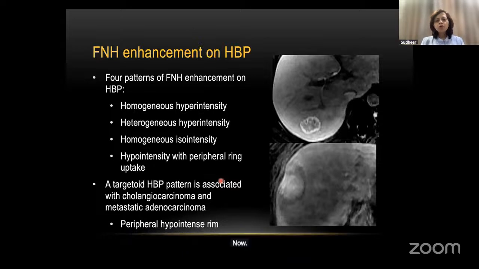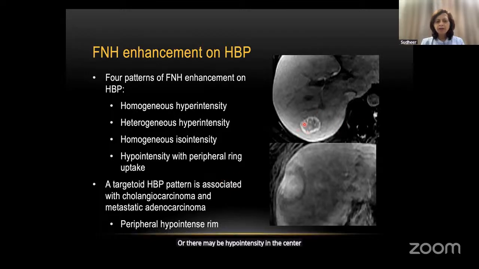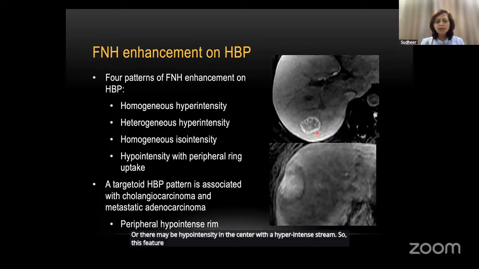Now, all the FNH do not show that classical homogeneous hyperintensity. Few may show heterogeneous hyperintensity. There may be homogeneous isointensity, or there may be hypointensity in the center with a hyperintense rim. So this feature is also quite classical for a FNH.